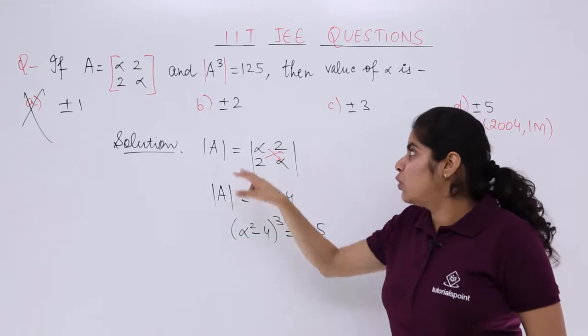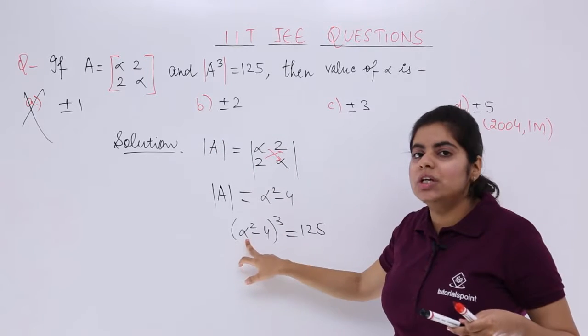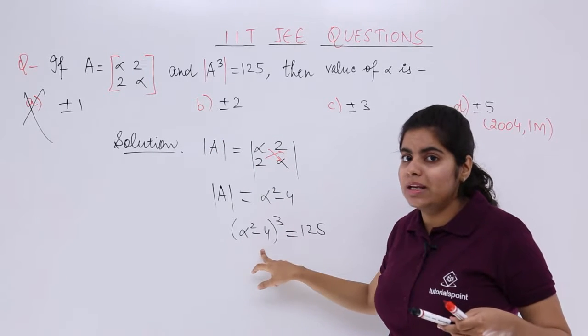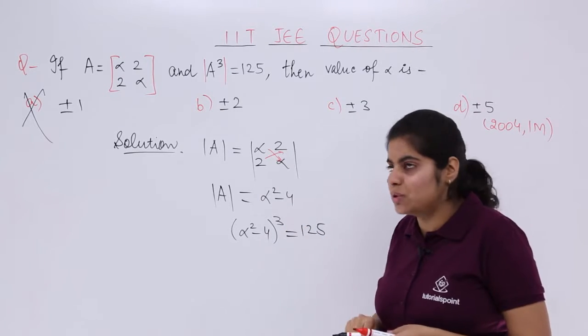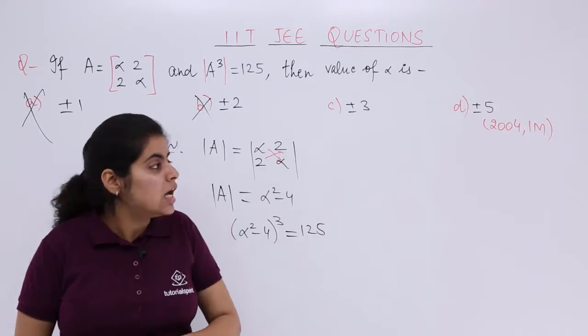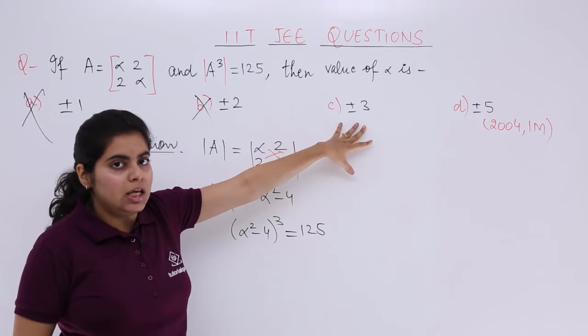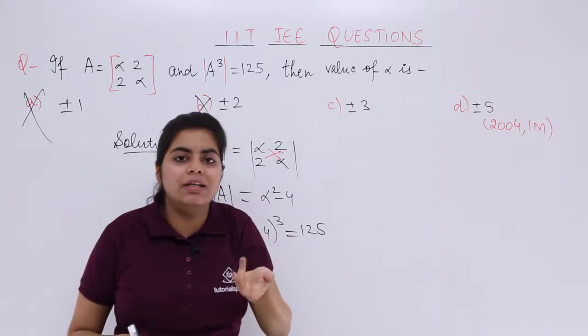Next, move on to 2 or minus 2. Put any one of the values, say 2. 2 square is 4, 4 minus 4 is 0, 0 cube is 0. 0 is not equal to 125, so even this is not your answer. You get that? Now let's see option number C. If option number C is your answer, well and good, else it will always be option number D then.